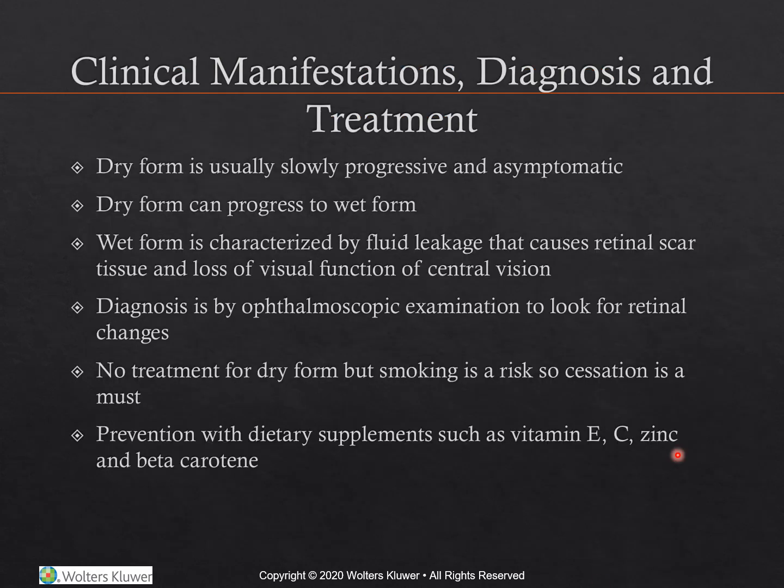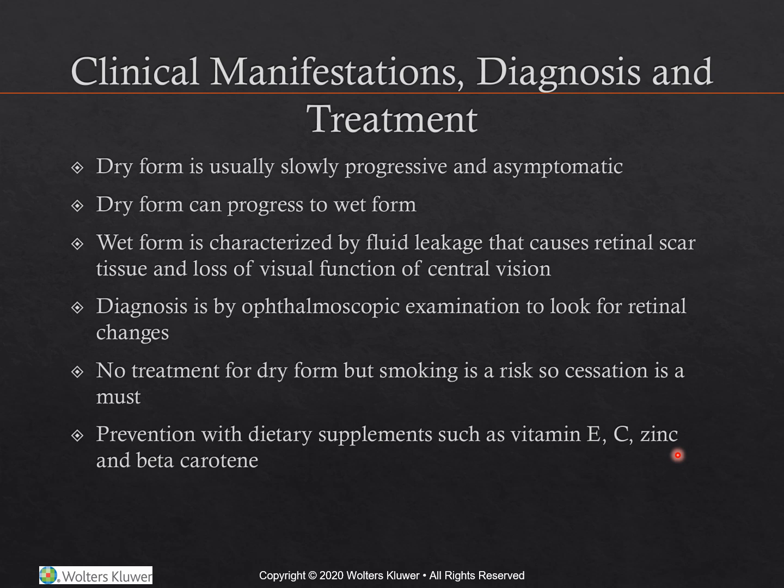So, clinical manifestations, diagnosis, and treatment of macular degeneration. Again, the dry form is usually really slowly progressive and often asymptomatic, but it can progress to the wet form. So it's important to monitor those patients for that progression, which usually takes the form of a loss of central vision. The wet form is characterized by fluid leakage that causes retinal scar tissue to form and the loss of central vision.